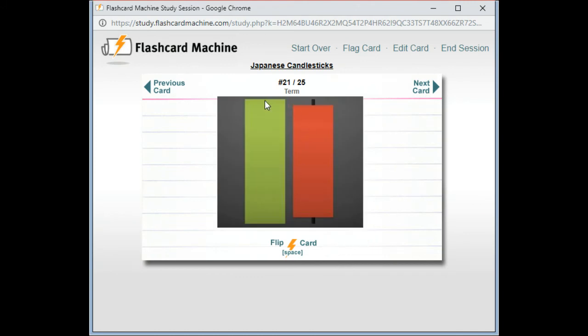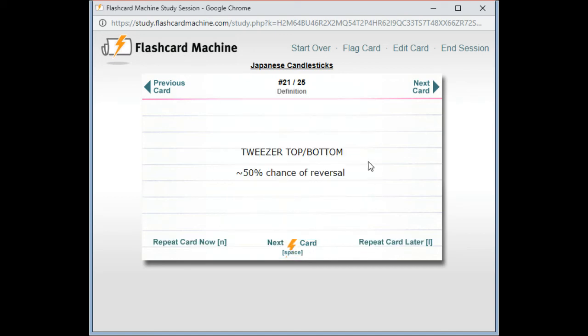These, just so you know, we'll look at this both ways. The top is equal, or the bottom is equal on these. So, interestingly enough, these are tweezers, right? So tweezer top or tweezer bottom, about a 50% chance of a reversal. So if you see that at the top, 50% chance.